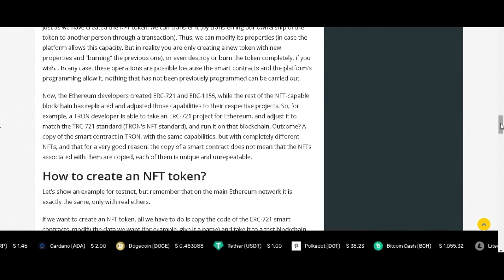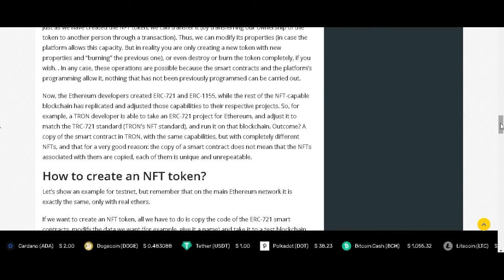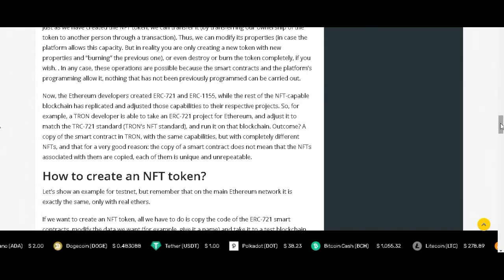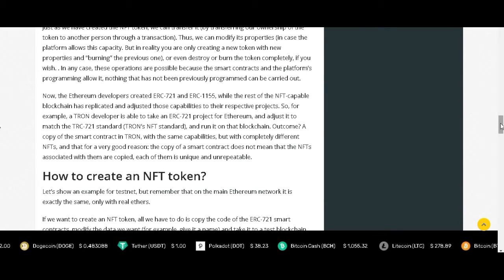The copy of a smart contract does not mean that the NFTs associated with them are copied. Each of them is unique and unrepeatable.